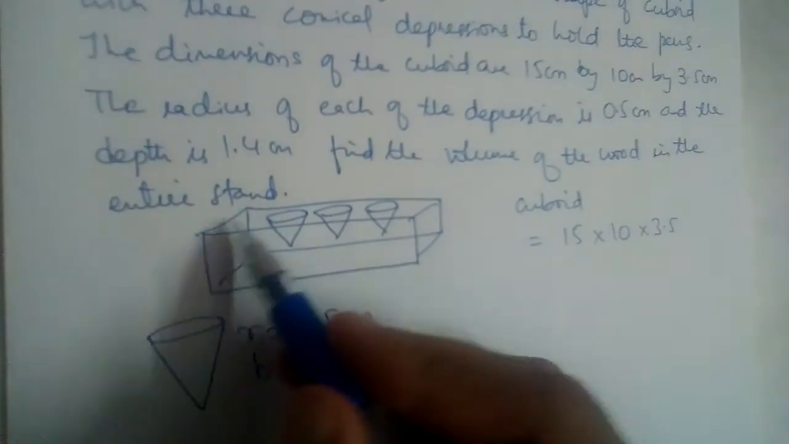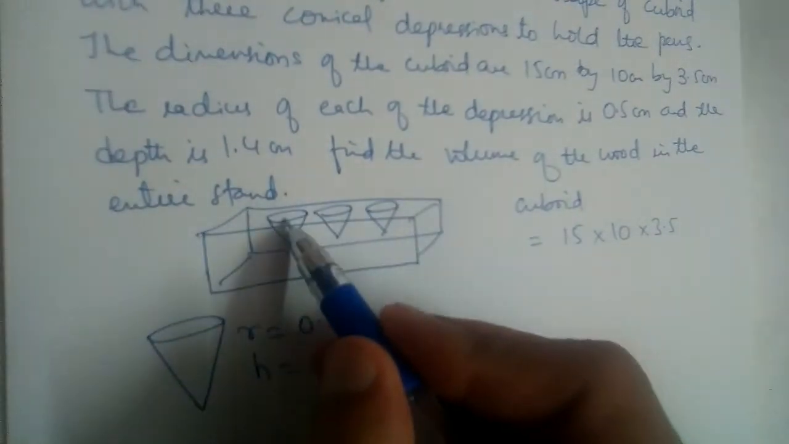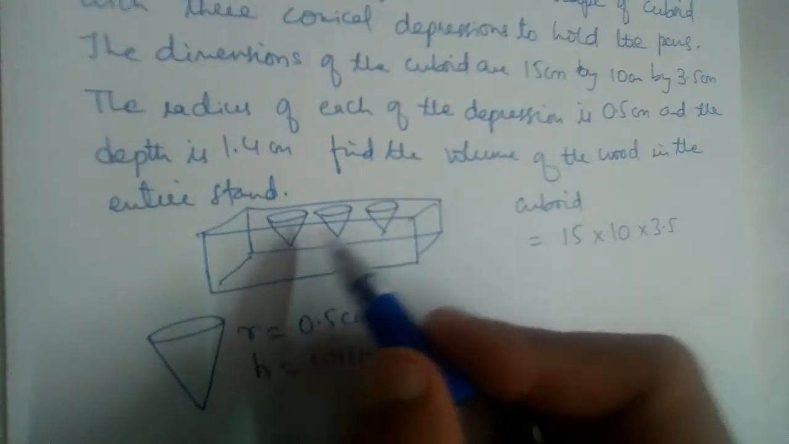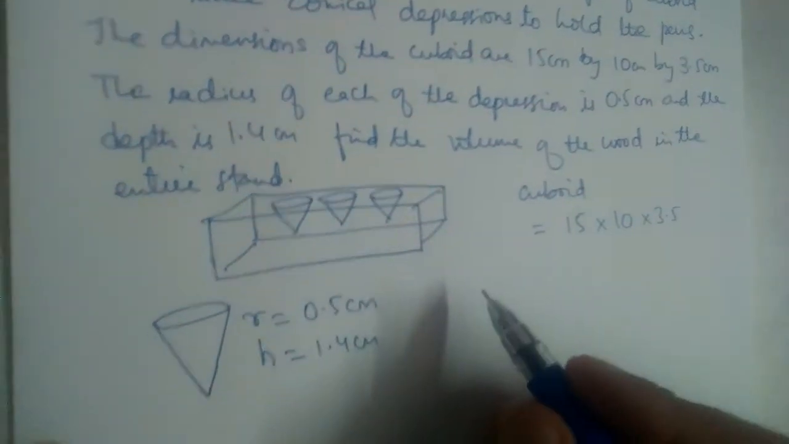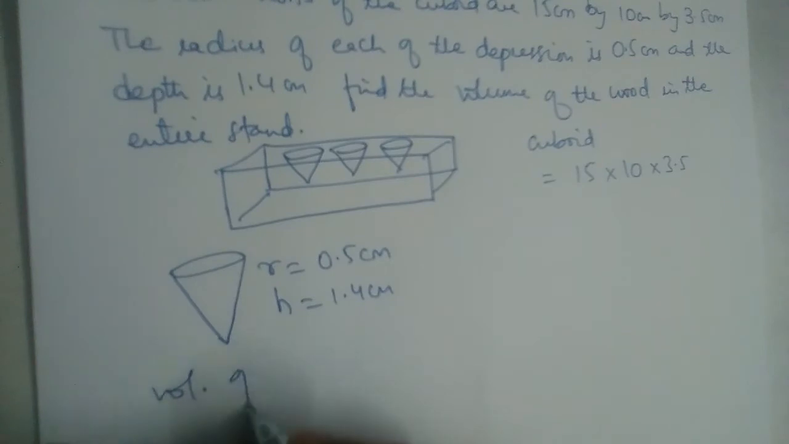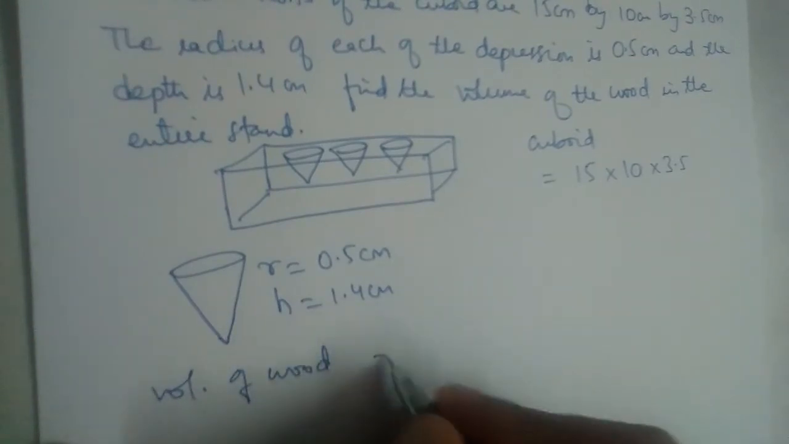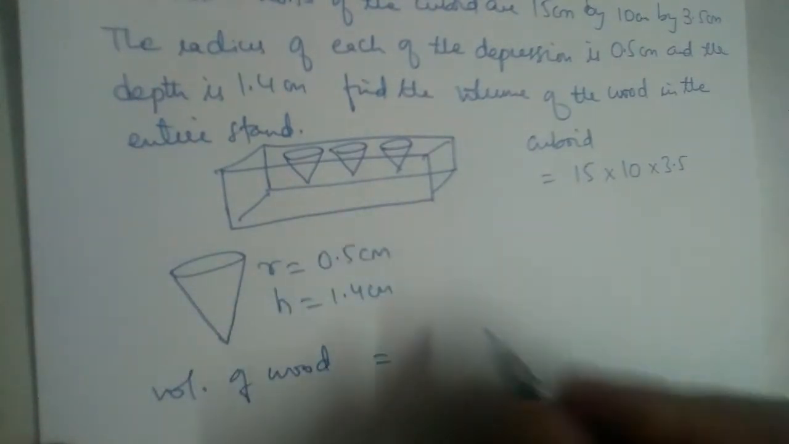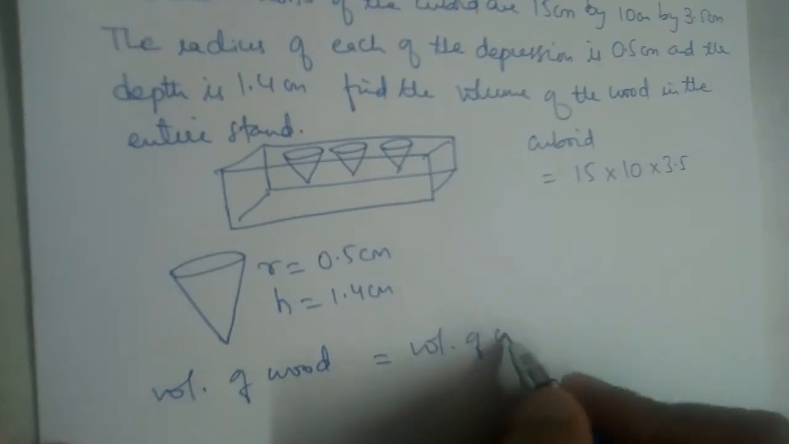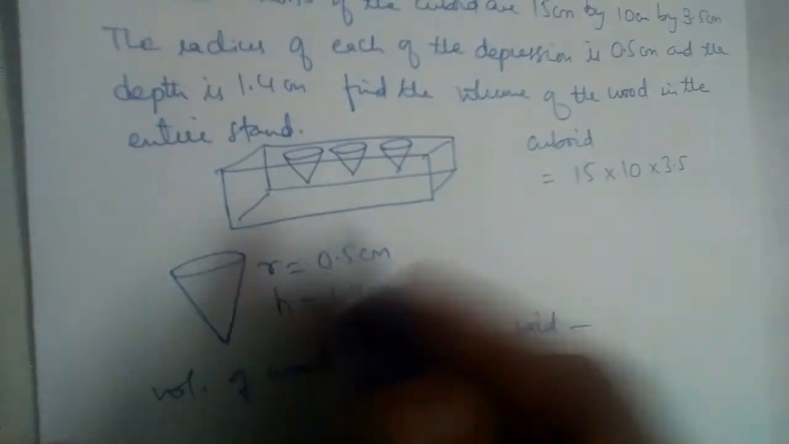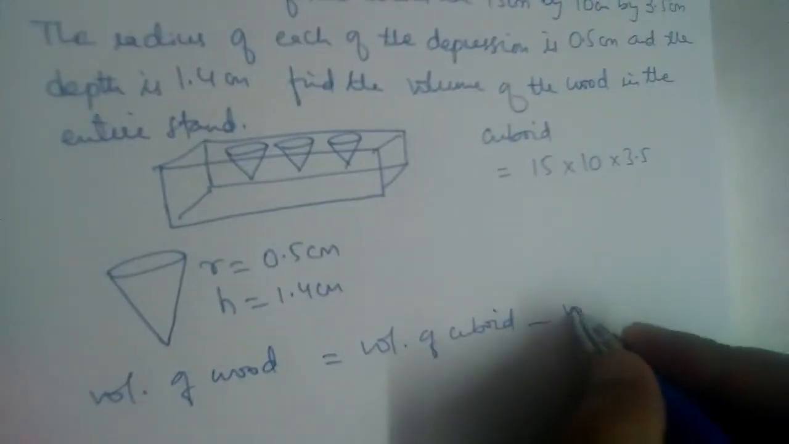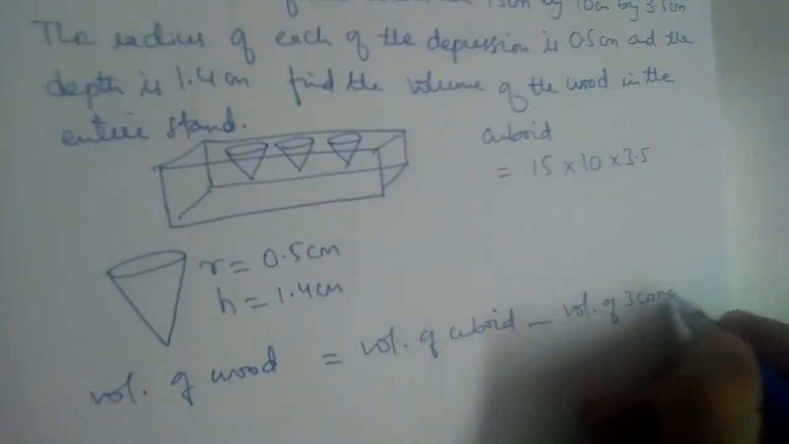Now see, first we had a cuboid and we are making three cones out of it, right? We are removing three cones out of it. The dimensions are given here. So the volume of the wood in the pen stand will be equal to the volume of the cuboid minus the volume of three cones, isn't it? Volume of three cones.